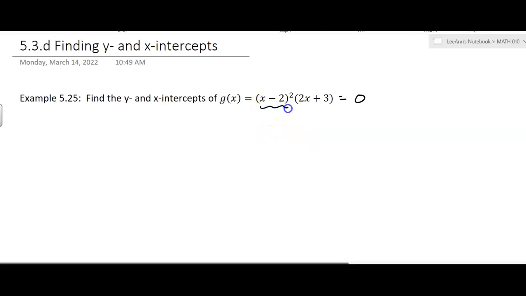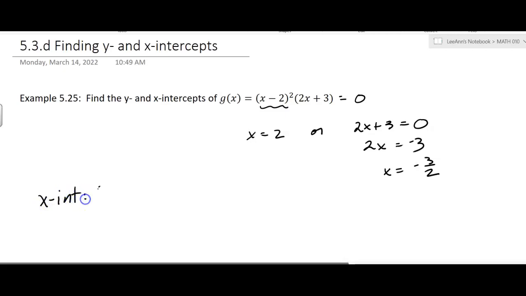So I know x minus 2 could be 0, so x could be 2. Or 2x plus 3 could be 0. And when you solve that, you're going to get x equals negative 3/2. So my x-intercepts are going to be 2, 0, and negative 3/2, 0. So just the two x-intercepts.